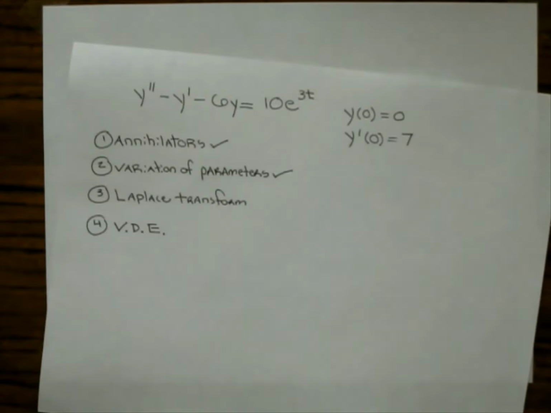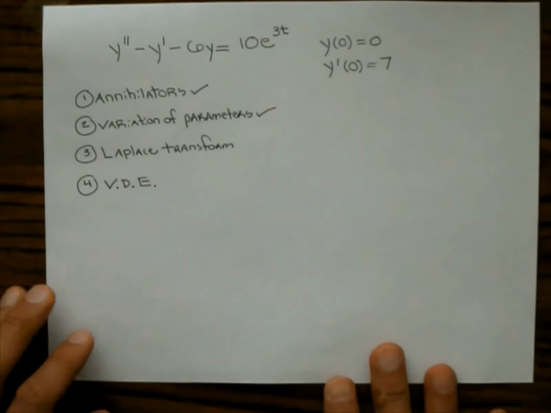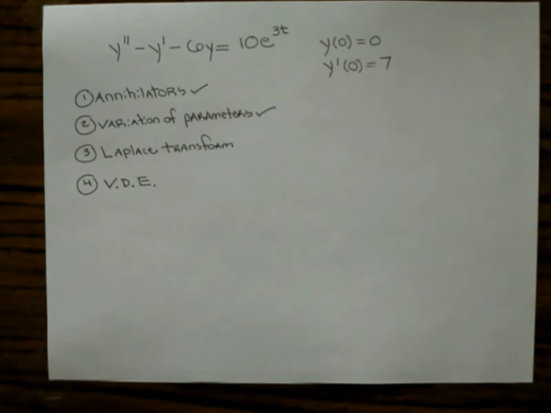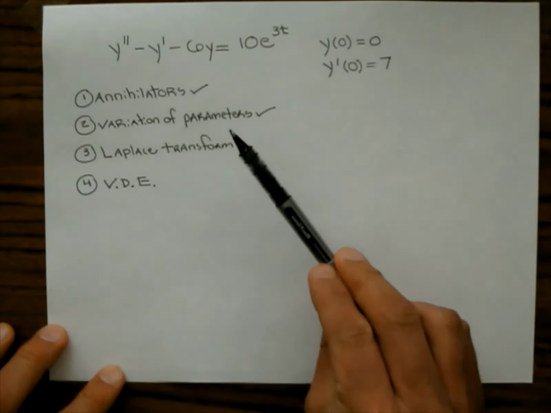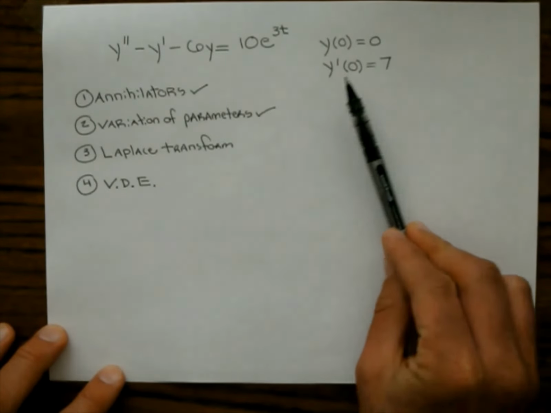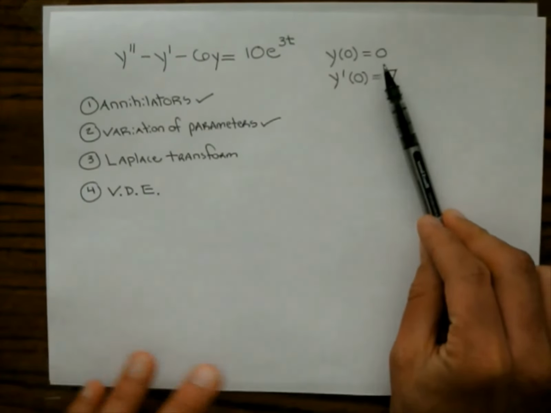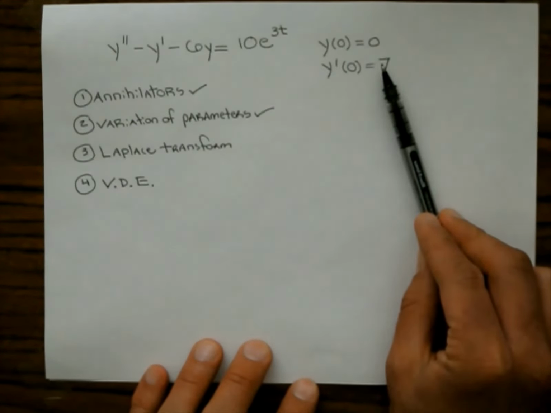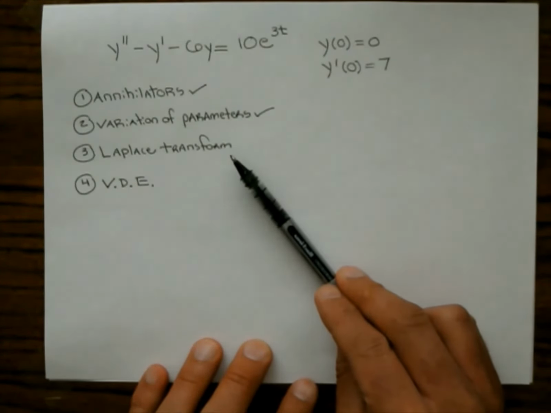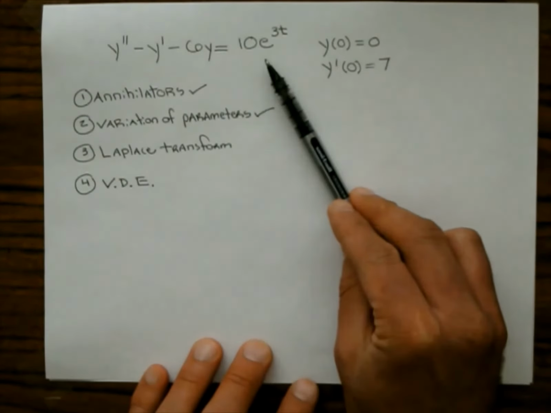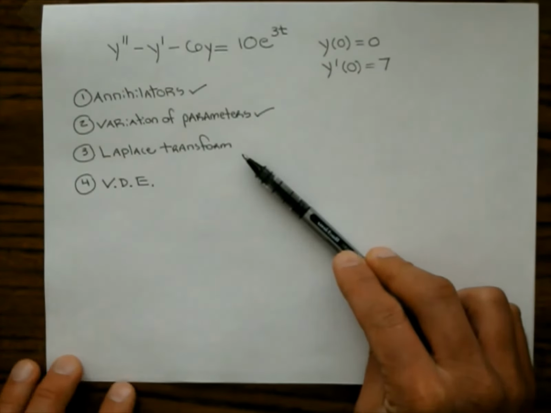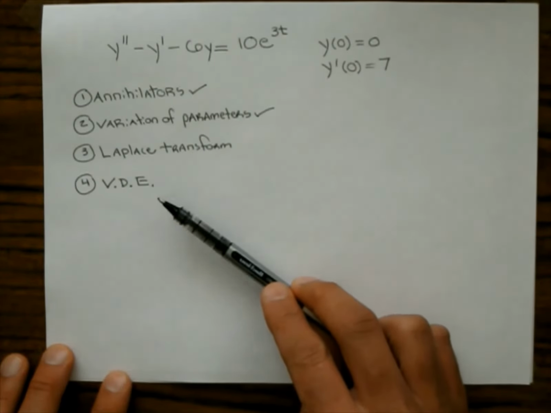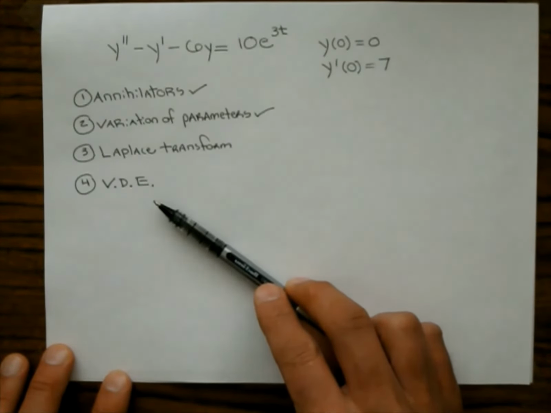I believe it was the review for exam 4 where we did this problem here. It might look familiar. It is a differential equation which we solved using annihilators and using variation of parameters. It had initial conditions right here, and we got an answer. Now let's do this differential equation using the Laplace transform, and then we'll turn it into a linear system and do the problem using that.